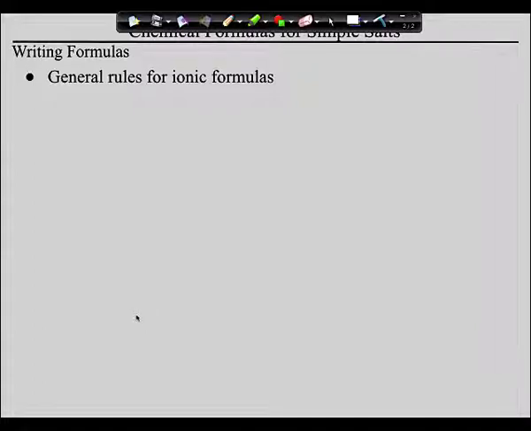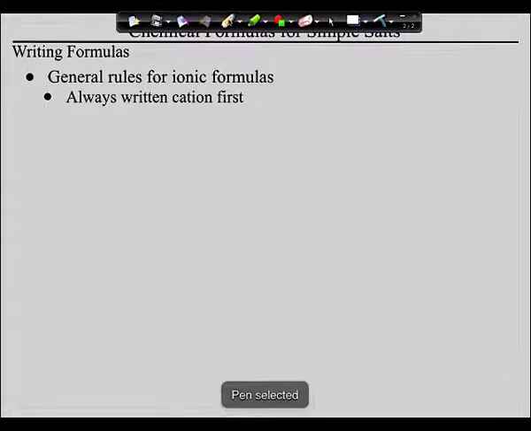Now let's apply it to this. Rule number 1 is this. When we write chemical formulas, they are always cation first. How did you already know that that's true? You knew that was true because this looks stupid.